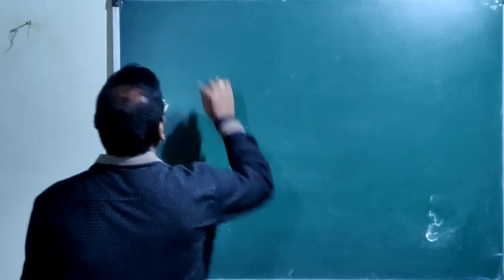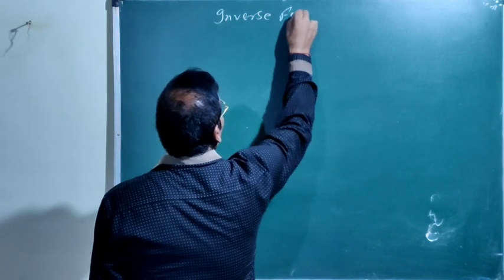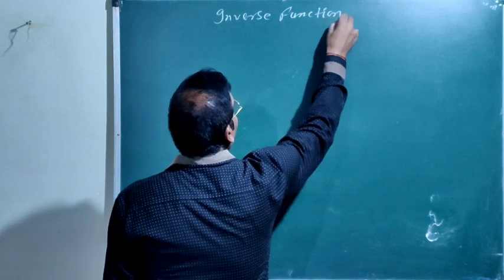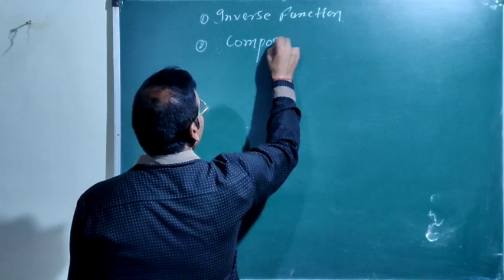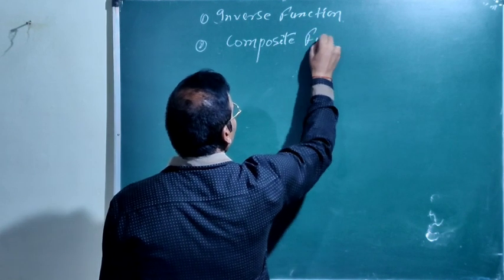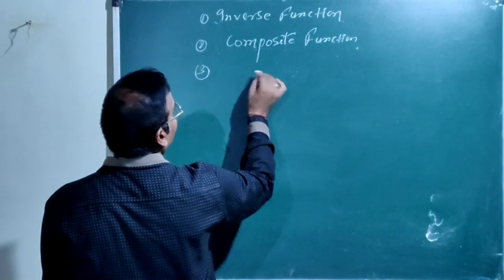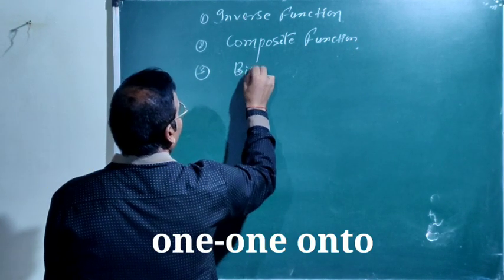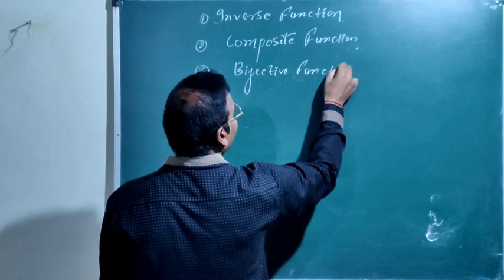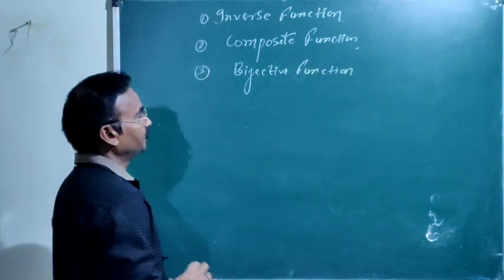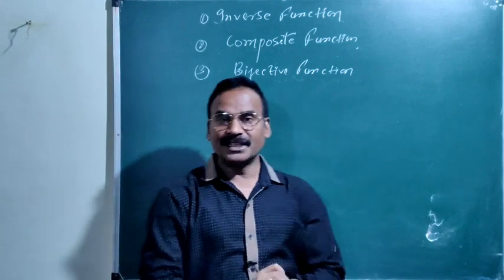I will explain inverse function, composite function, and bijective function. Bijective means one-one and onto. Okay, let me start. What is a bijective function?